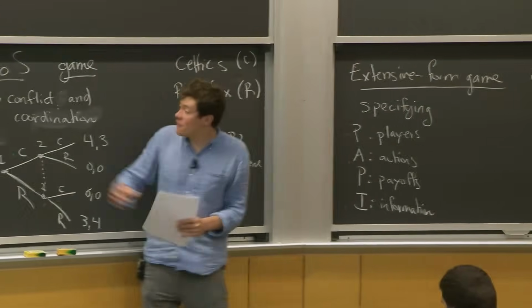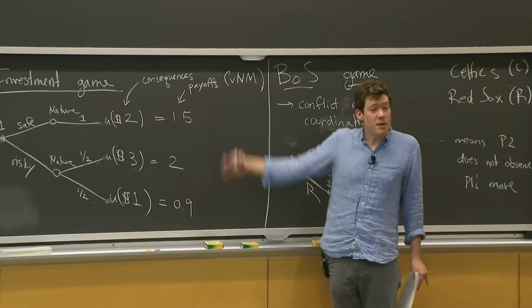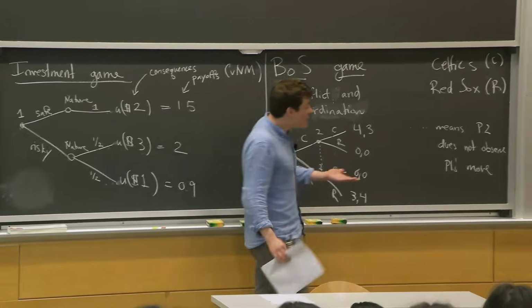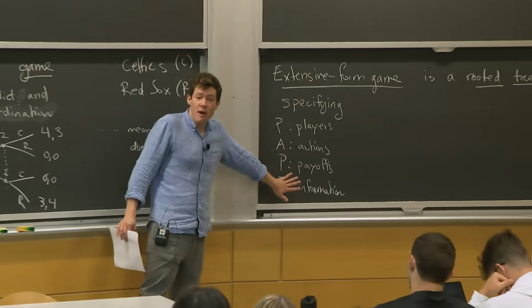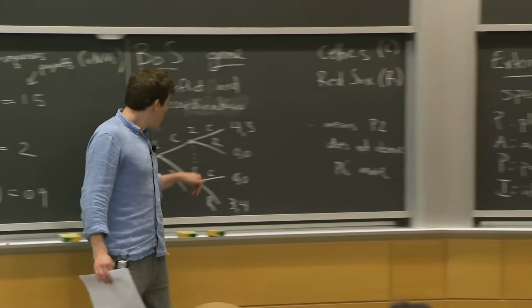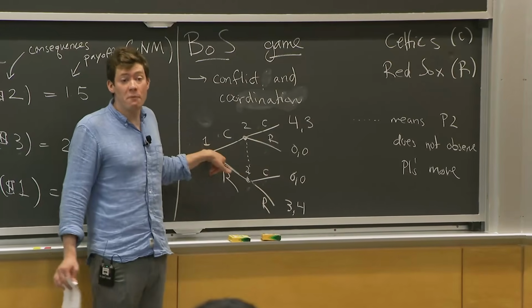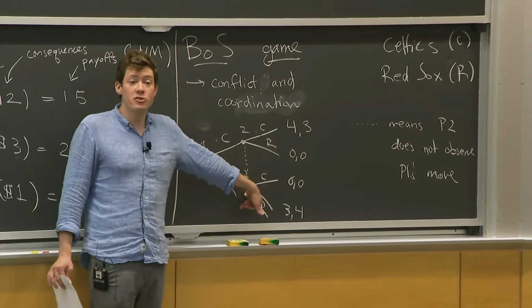Payoffs are what we define at the end. These are the utilities that people get from the consequences of the game. And then information, we're going to have to be a bit more careful about defining this, but it captures what we were initially discussing here. Things like, does player 2 know what player 1 chose when it's player 2's turn to move?